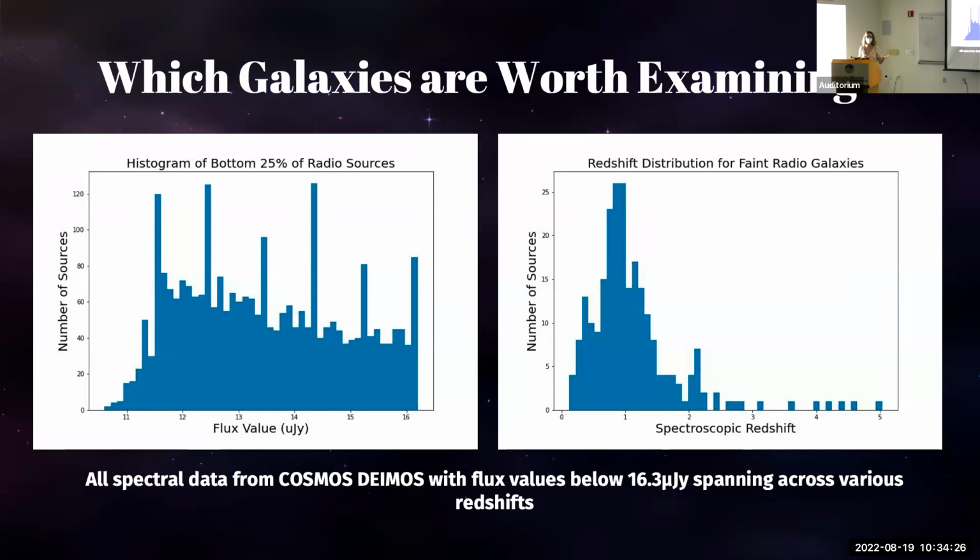For a little bit of reference about how faint those are, when we think of radio galaxies, we generally think of ones with active galactic nuclei in them, which often have radio flux values of several thousand. So in comparison, these are quite faint.